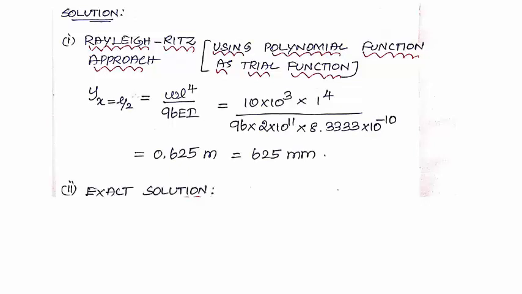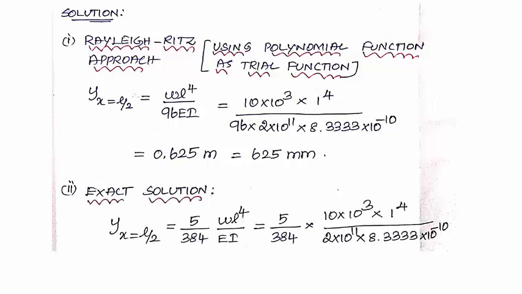We know the standard formula for a given case, that is the standard formula for calculating the deflection of a simply supported beam when it is subjected to UDL is 5 by 384 WL power 4 divided by EI. By substituting the known values, we can calculate the midspan deflection as 781.3 millimeter.